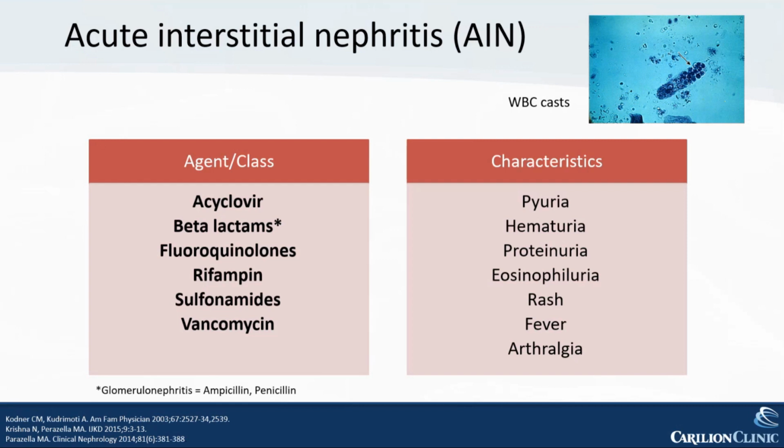Characteristics of our AIN presentation: pyuria, hematuria, proteinuria. We can also see eosinophiluria, and then this constellation that happens with some AIN cases where we have a rash, fever, and arthralgia presenting together. It's kind of an allergic type picture that we can see with AIN.